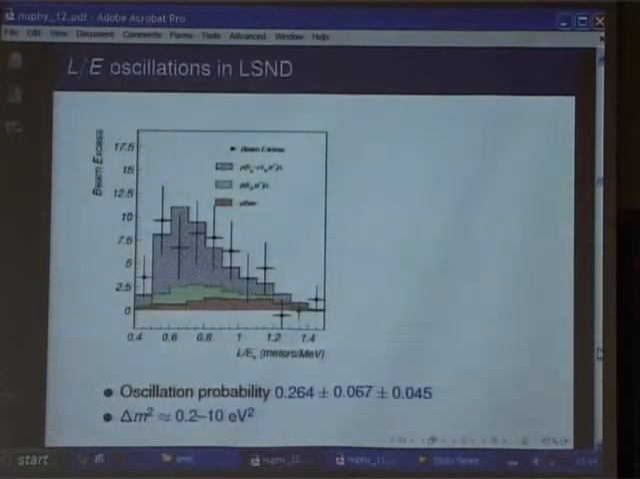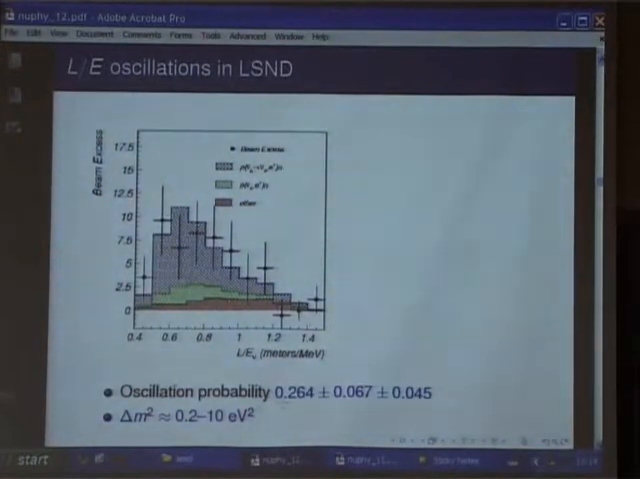Not only that, if you try to plot the excess number of events against L over E, because in L over E you should see nice oscillations, you see here that you can actually imagine that it goes up like this and comes back down like this. So the kind of events that you see do fit the oscillation hypothesis.